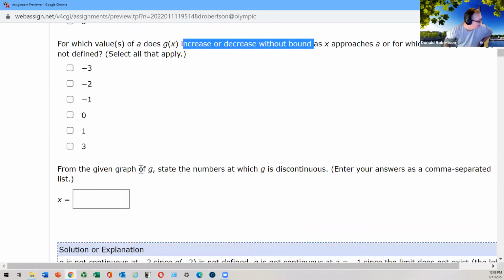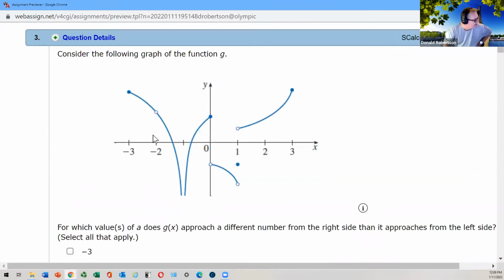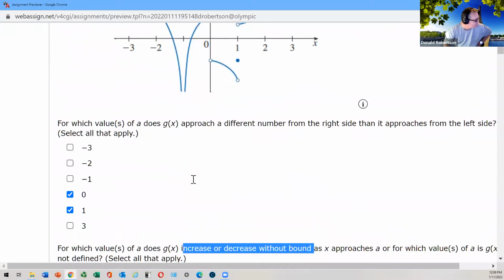Now, from the given graph of g, state the numbers at which it is discontinuous. And it talks about a comma separated list. So we decided -2, -1, 0, and 1.